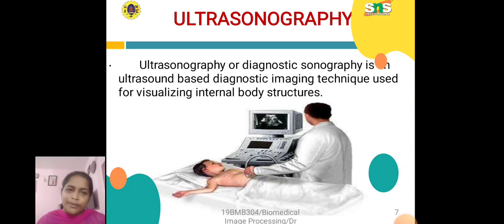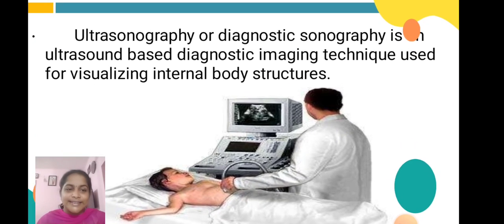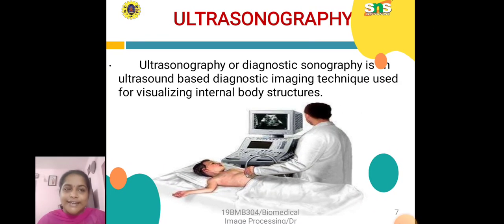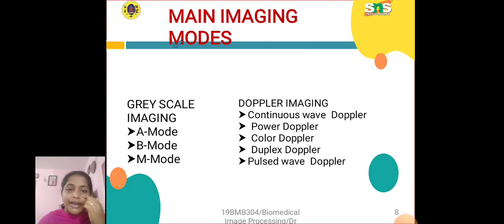Then what do you mean by ultrasonography? Diagnostic sonography is an ultrasound-based diagnostic imaging technique. It is used for visualizing internal body structures. We have main imaging modes. In grayscale imaging we have A mode, B mode and M mode. In Doppler imaging we have continuous wave Doppler, power Doppler, color Doppler, duplex Doppler and pulsed wave Doppler.